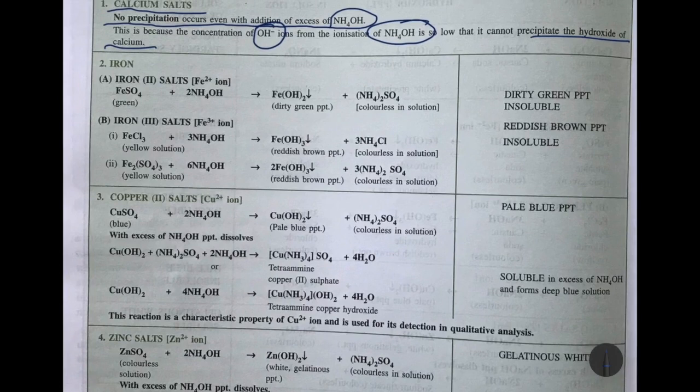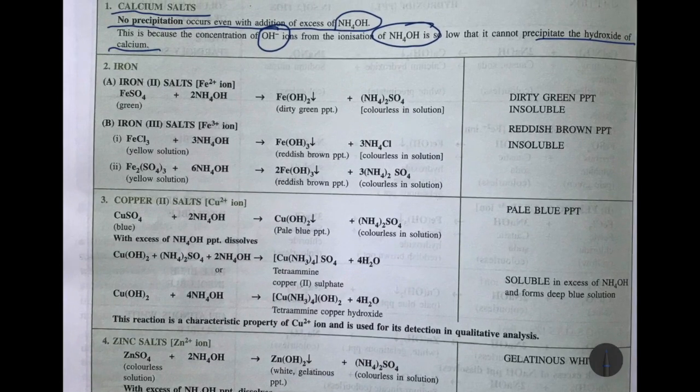Okay, now moving on to iron salts, when we take ferrous sulfate, which is green in color, okay, and add ammonium hydroxide to it, you will see a dirty green precipitate, okay, that is ferrous hydroxide. This precipitate does not dissolve in excess of ammonium hydroxide, and together with that you get ammonium sulfate, which is in solution.